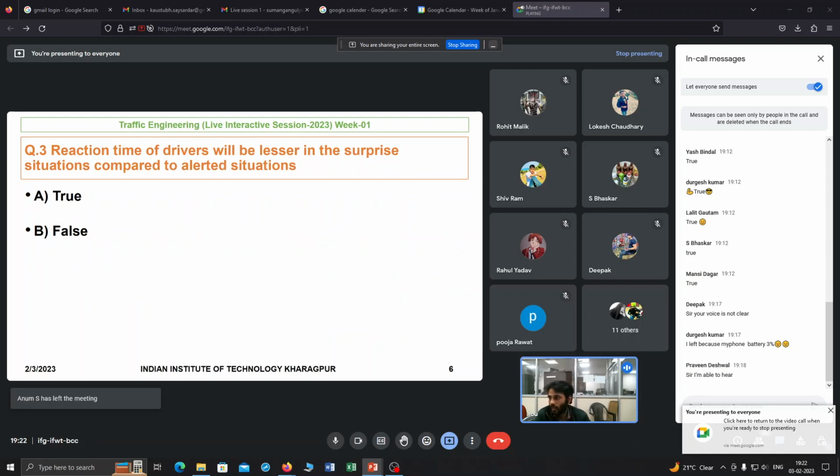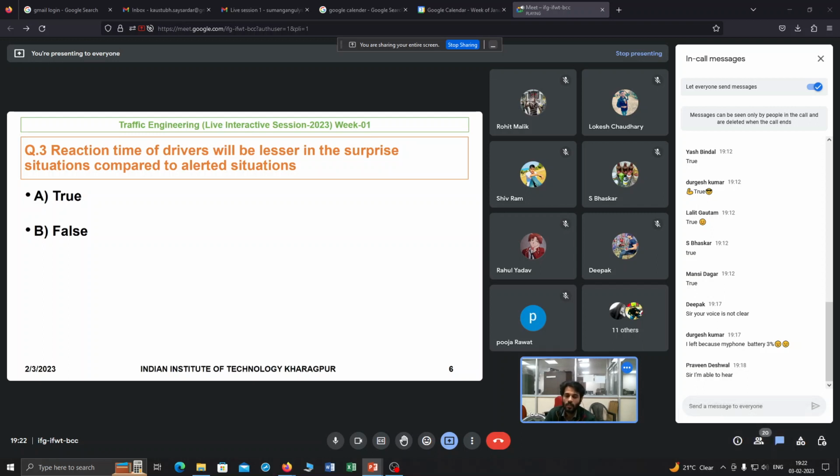So the third one is: reaction time of drivers will be lesser in surprise situations compared to the alerted ones. Already I mentioned how perception reaction time is the time when you see an incident occurring, then you want to react, slow down, or stop your vehicle, right? Maybe it is a signal. So what is the reaction time of drivers when you are surprised, when you are not expecting this to happen but it happened, compared to when you know that this is happening and you need to stop? What is larger and what is smaller?